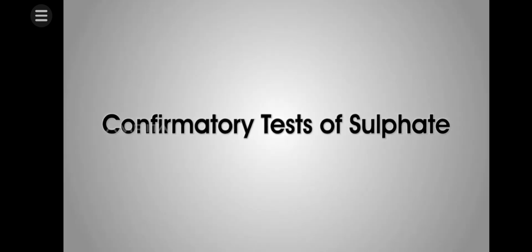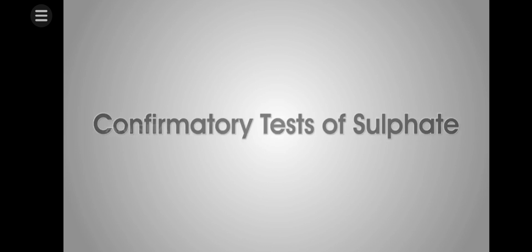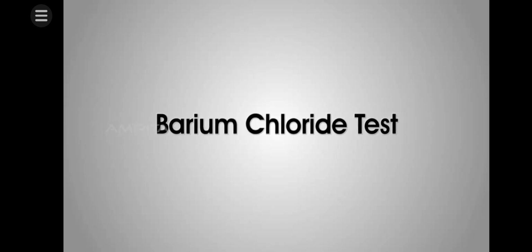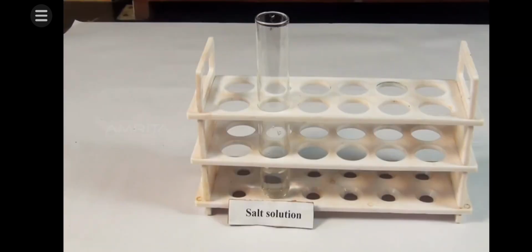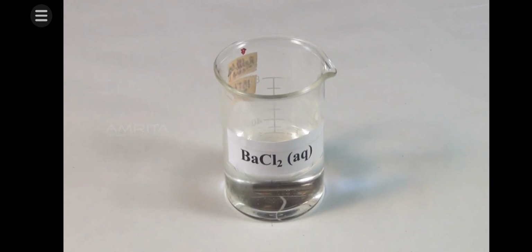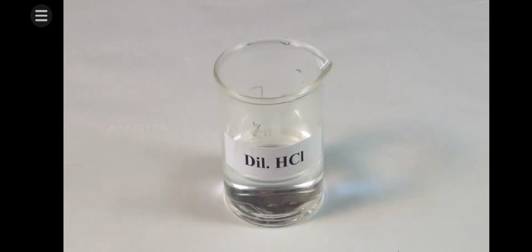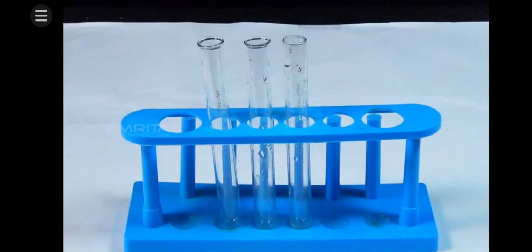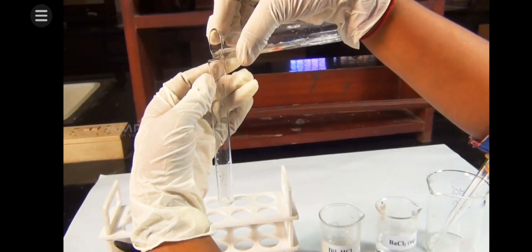Next, we look at the confirmatory tests of sulphate. Barium chloride test. Materials required: aqueous solution of the salt, barium chloride solution, dilute hydrochloric acid, test tube and droppers. Procedure: take a small quantity of aqueous solution of the salt in the test tube.